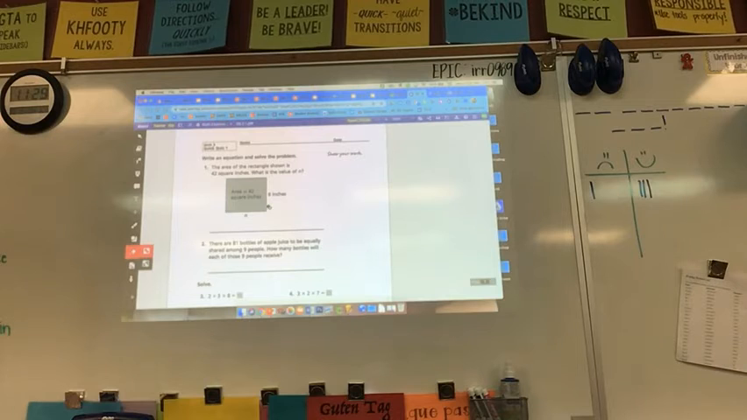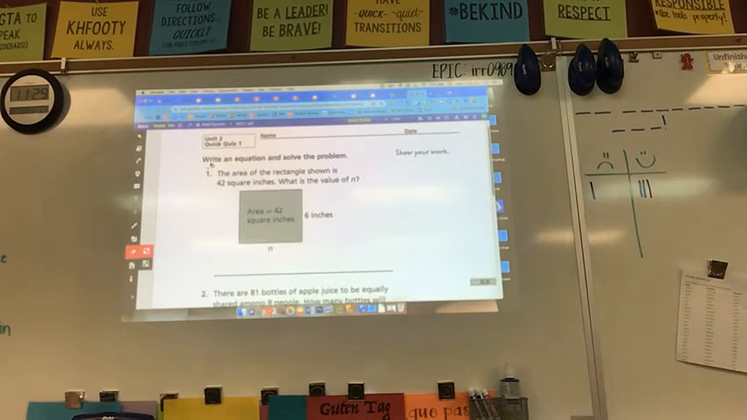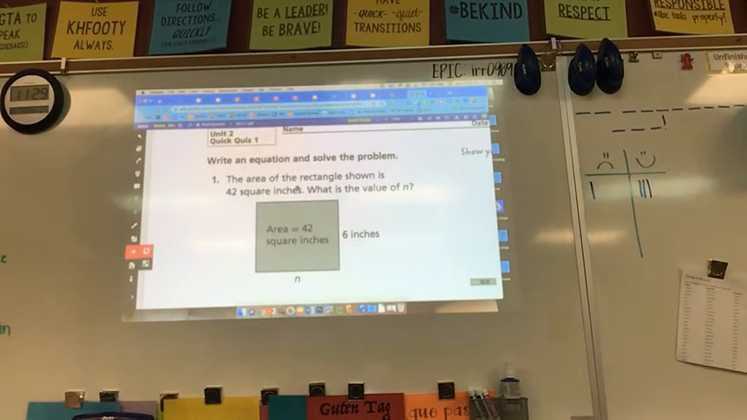This computer is like Paint. So online friends, I won't give any more for you guys, you already know, but please do look. I want to make sure I give the directions. So I'm just going to read through the problems so you all get a preview. Number one. The area of the rectangle shown is 42 square inches. What is the value of n?